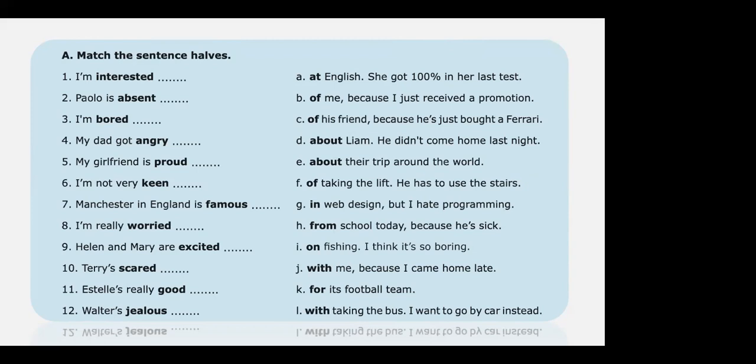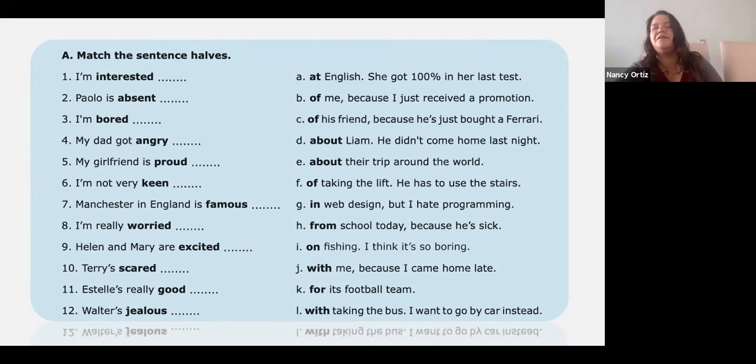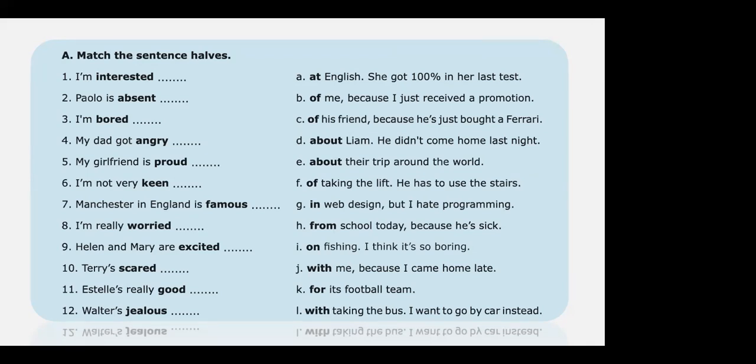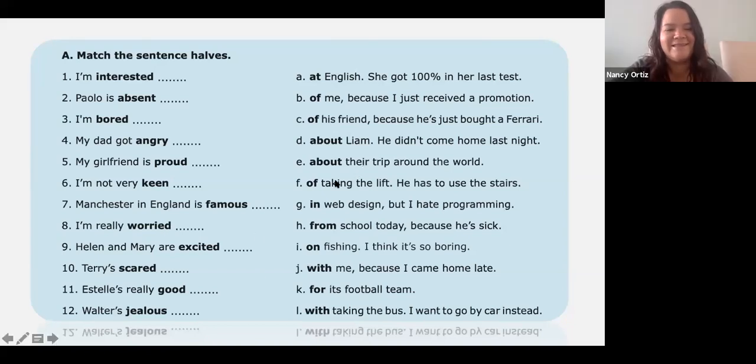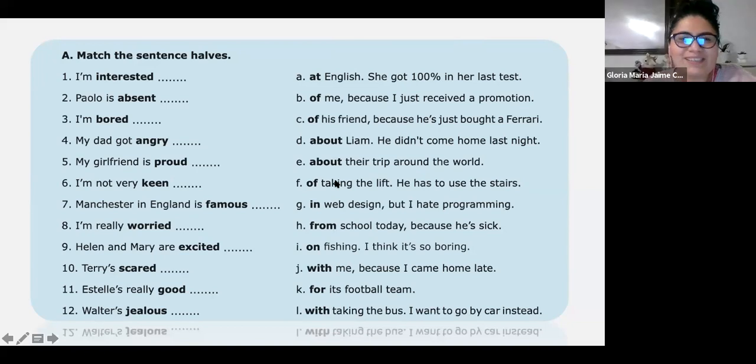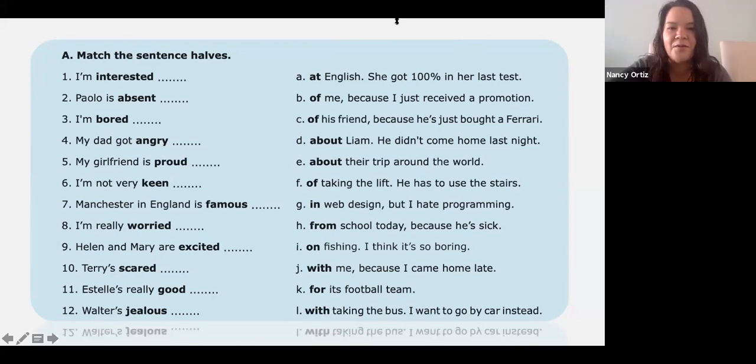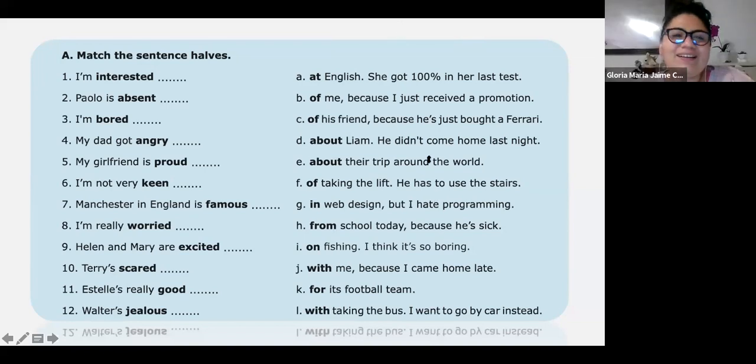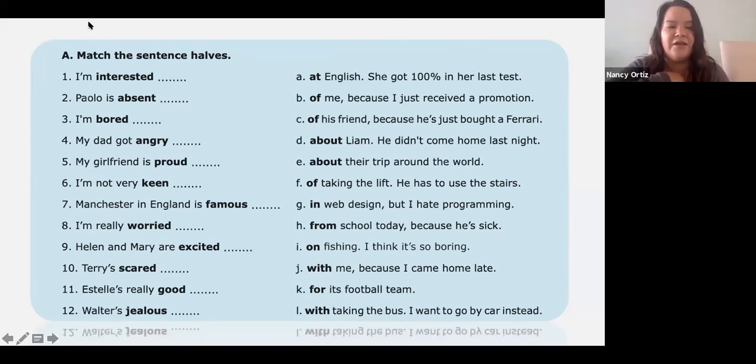Berenice. I think she is working. She sometimes works, so she might not be able to participate. Can you name someone else? Okay, Gloria. Which one was it, teacher? Which number? Number 9. Helen and Mary are excited about their trip around the world. Very good. Okay. Next one, Gloria.